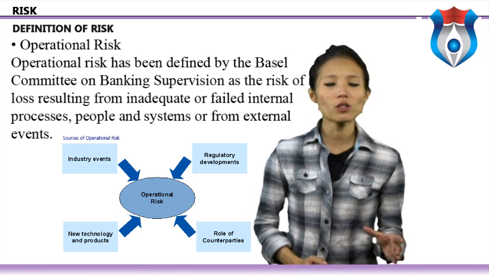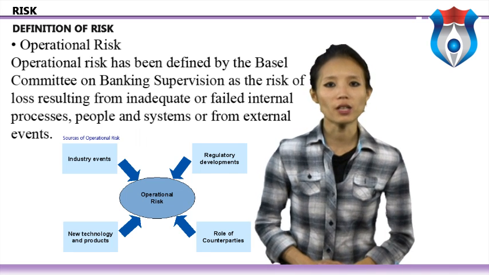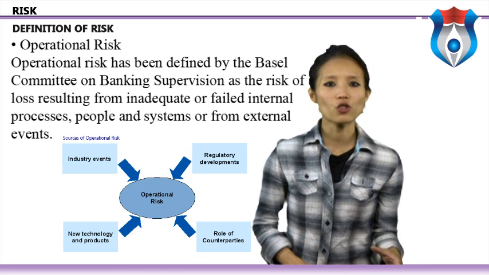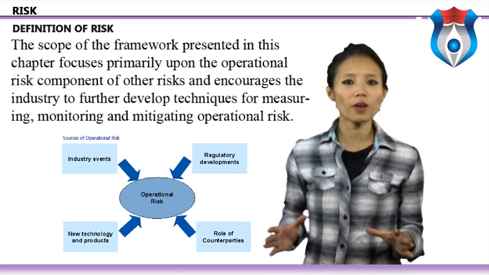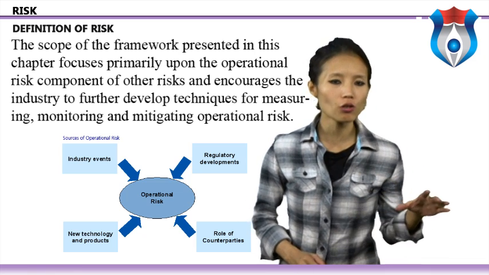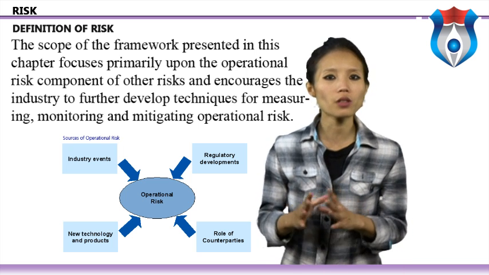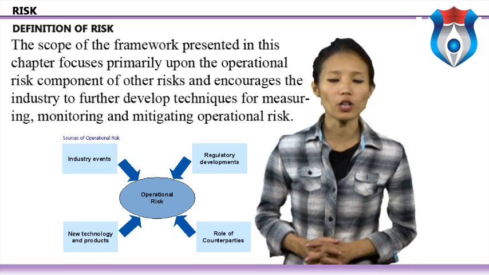The committee wants to enhance operational risk assessment efforts by encouraging the industry to develop methodologies and collect data related to managing operational risk. Consequently, the scope of the framework presented in this chapter focuses primarily upon the operational risk component of other risks and encourages the industry to further develop techniques for measuring, monitoring, and mitigating operational risk.